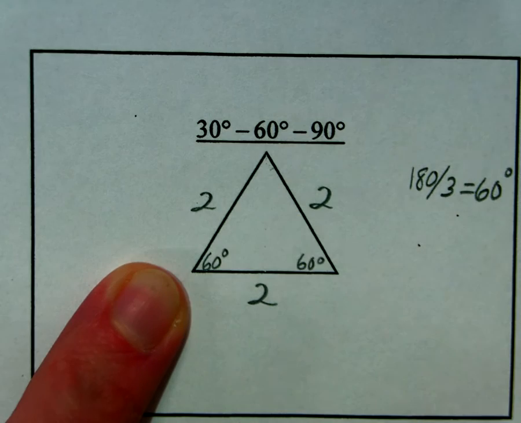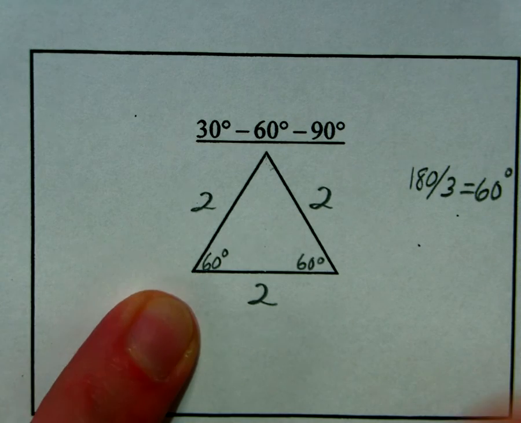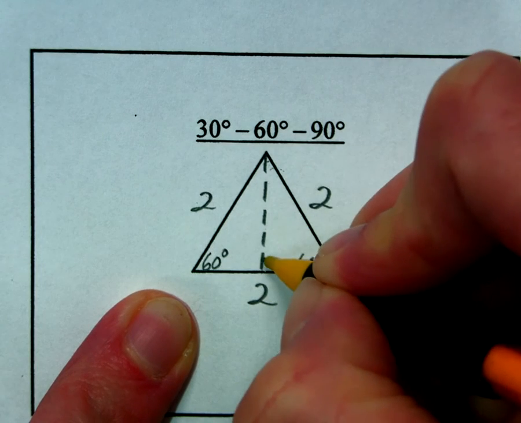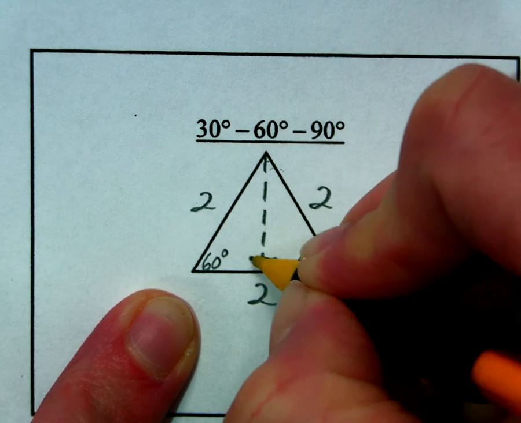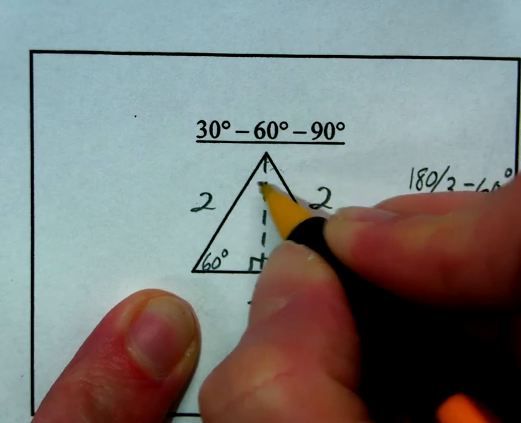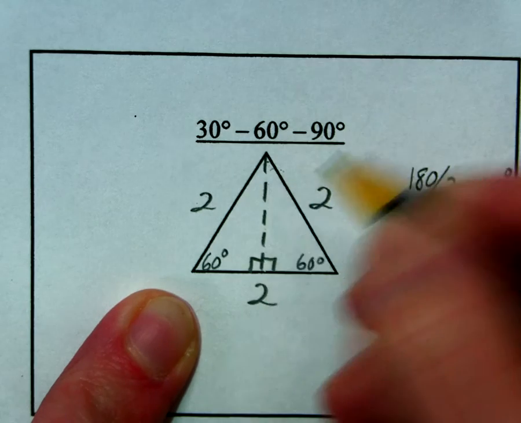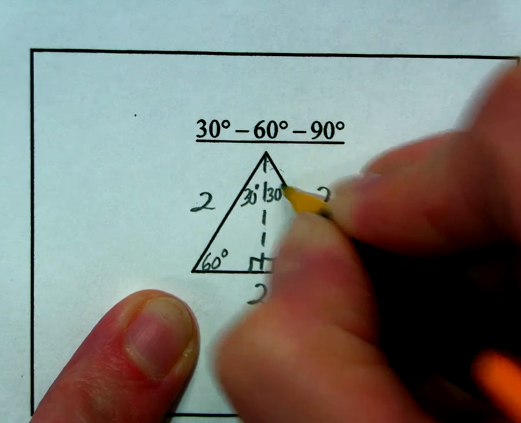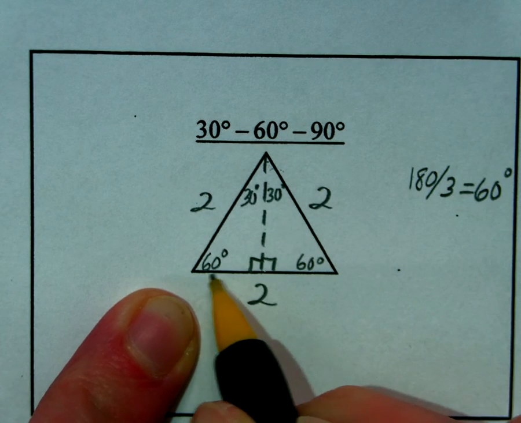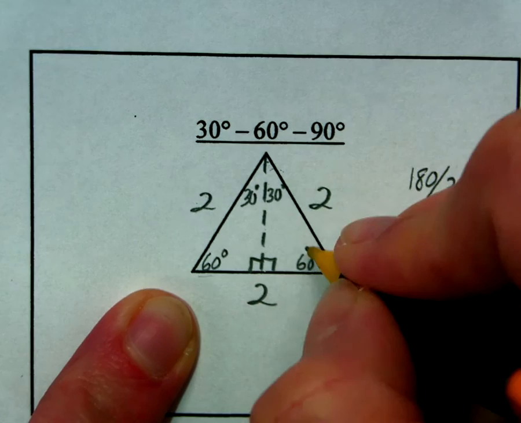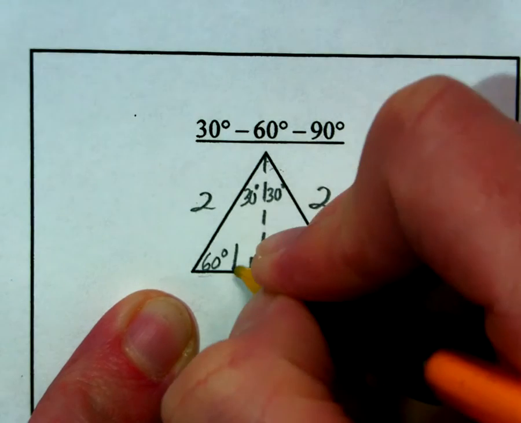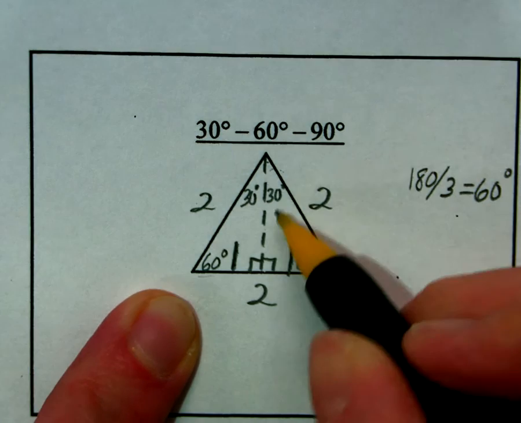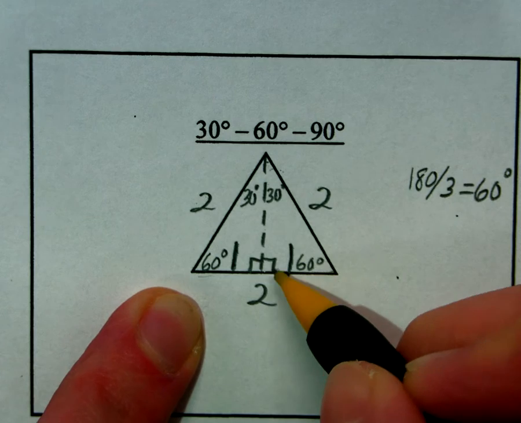And I'm not going to mark the one at the top yet because what I'm going to do next is break this in half. And this is where we will get our right triangles from. So up here, the whole thing is 60, so if I break that in half, we would get 30 and 30. And also if we break this bottom side in half, we would get 1 and 1 for the sides. And so that's where we're going to get the 30, 60, 90 triangles.